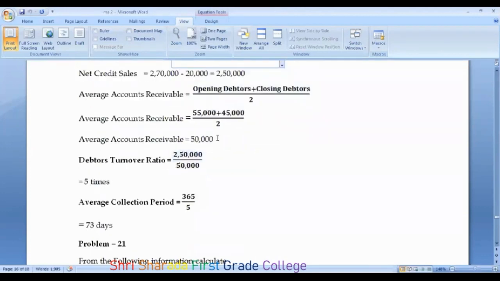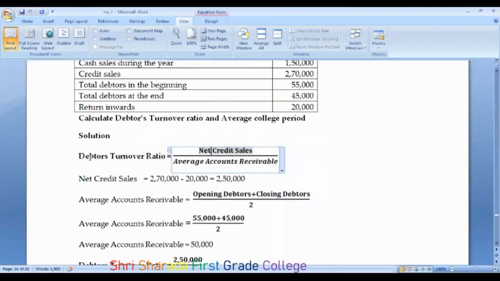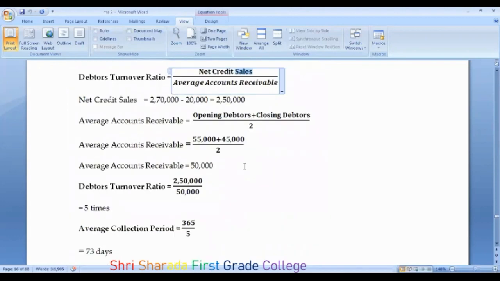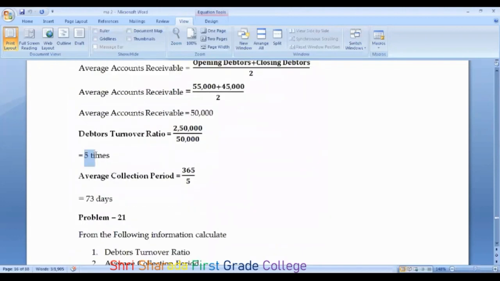So average accounts receivables you have computed as 50,000. So 5 times. So the debtors, out of the sales made by the company, can collect the amount 5 times. Clear? The rapidity of the collection from the receivables can be found as 5 times.